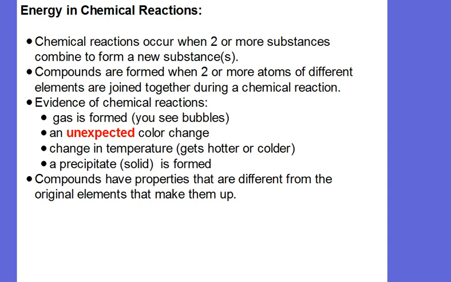The compounds, whatever you make in a chemical reaction, are going to have different properties from the original elements that make them up. I think I mentioned in all the classes sodium chloride, which is salt, that a lot of us use on a daily basis. Pure sodium is a metal that reacts explosively when it's put in water. Pure chlorine gas is toxic, it will kill you. But when they are combined in a chemical reaction, they make sodium chloride, which has very different properties. It's a white solid that you can sprinkle on your food.